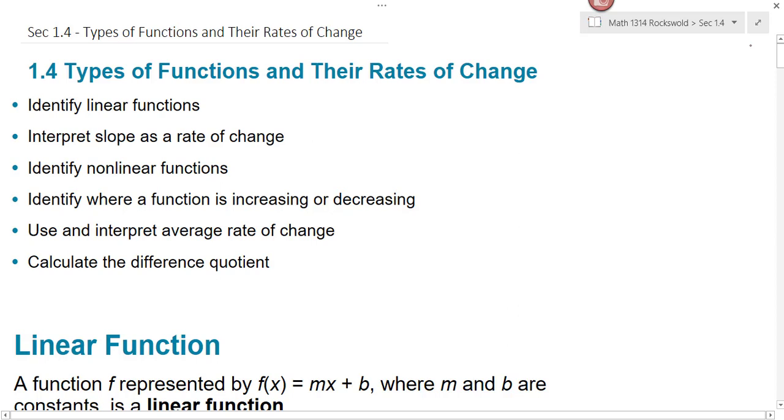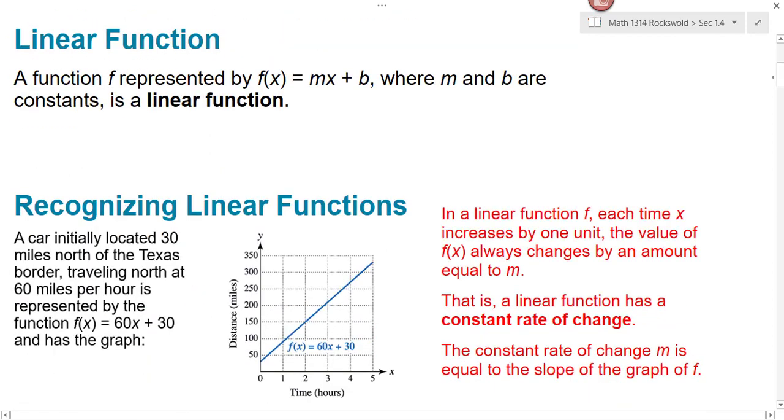Section 1.4 is types of functions and their rates of change. So we're going to be looking at linear functions and also some nonlinear functions and discussing some properties of these functions. First of all, a linear function is represented by f of x equals mx plus b, where m is the slope and b is the y-intercept. I already explained that. You can recognize a linear function because the graph of it forms a straight line.